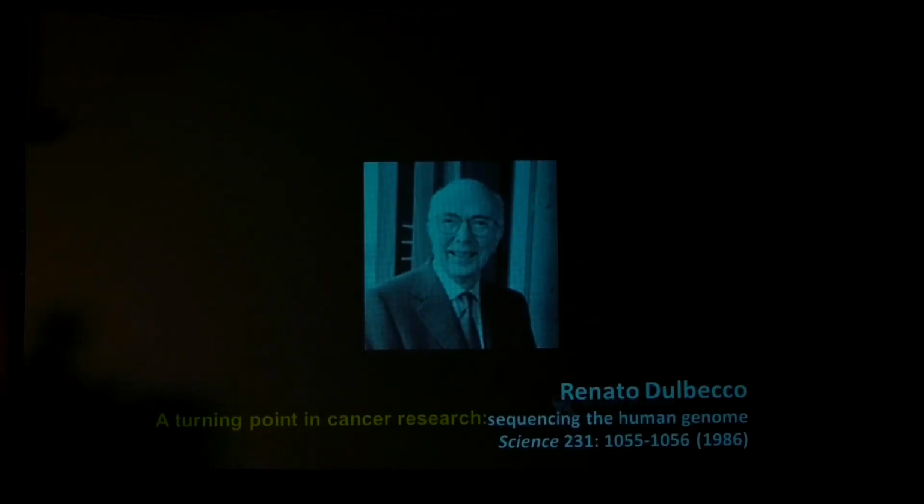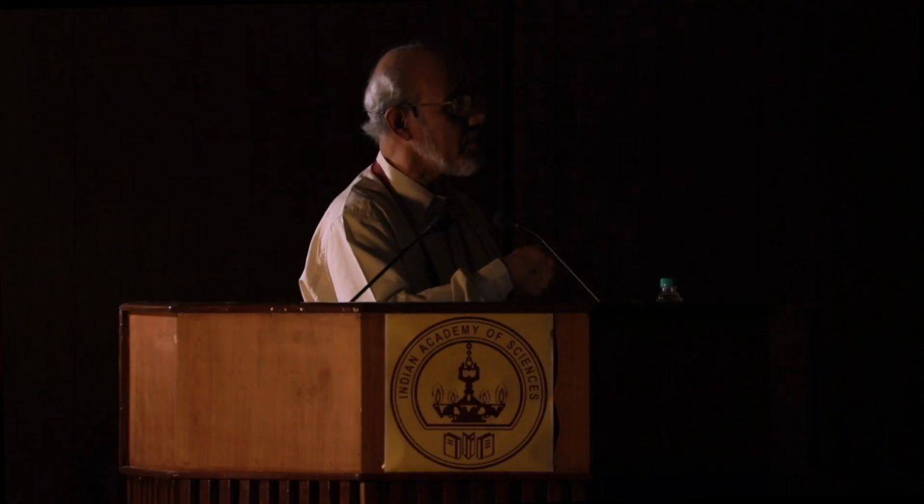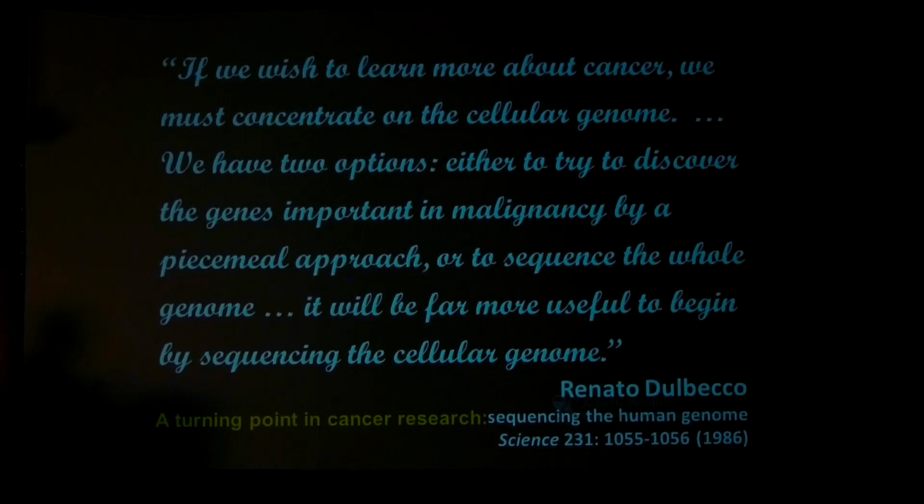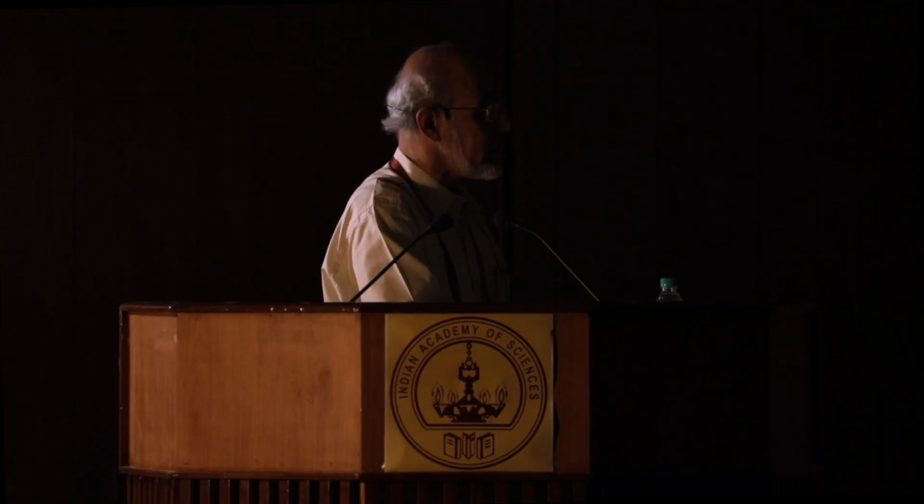But this is a Nobel laureate, Renato Dulbecco, who wrote a paper in Science called A Turning Point in Cancer Research: Sequencing the Human Genome. And one of the things that he said, and I read it out for you: if we wish to learn more about cancer, we must concentrate on the cellular genome. We have two options: either to try to discover the genes important in malignancy by a piecemeal approach, or to sequence the whole genome. It will be far more useful to begin by sequencing the cellular genome, because we will discover new things, we will be able to find cancer genes faster.